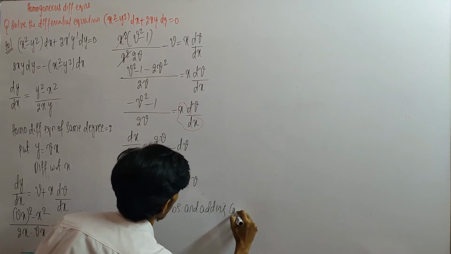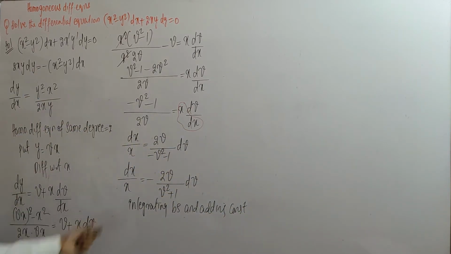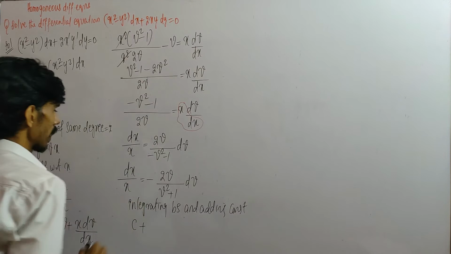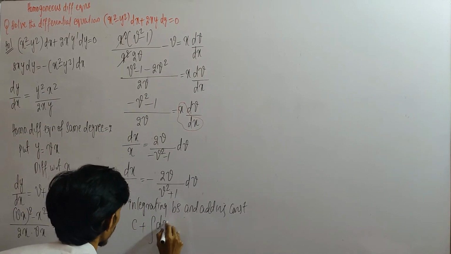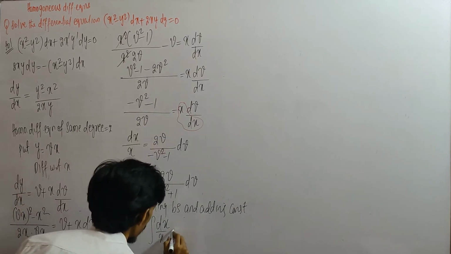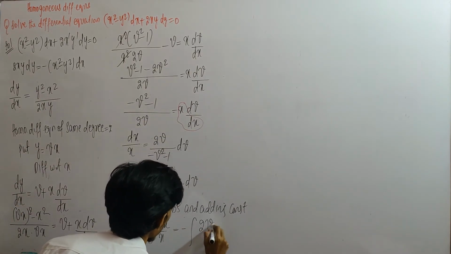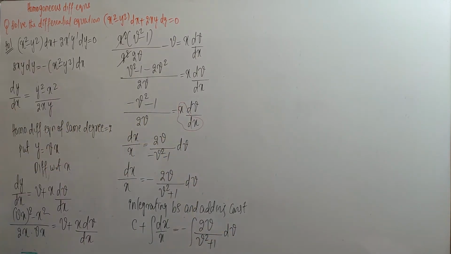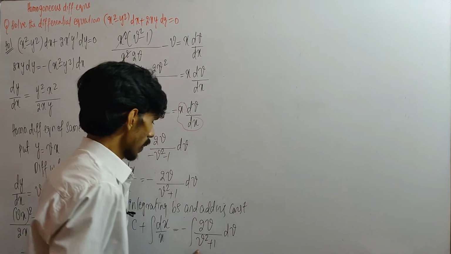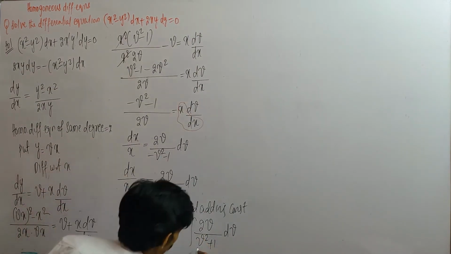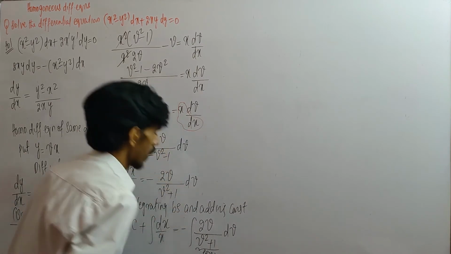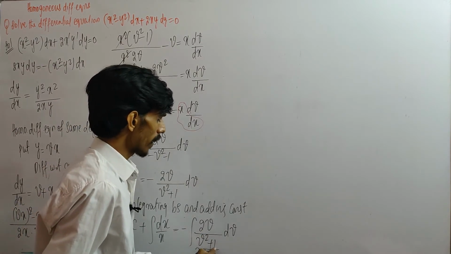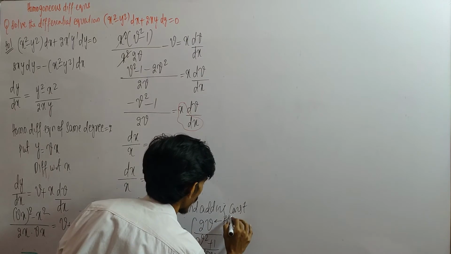Adding a constant. Let me add the constant here. So here I'll get c plus integration dx by x is equal to minus integration 2v by v square plus 1 dv. Now consider this as f of v. If I take the derivative of v square, I'll get 2v. Derivative of 1 is 0, that is f dash of v.